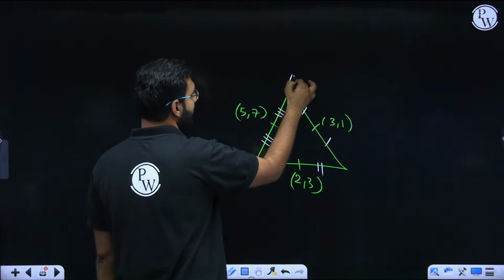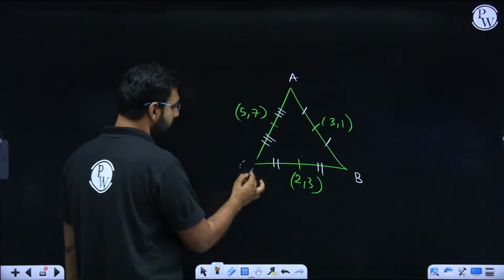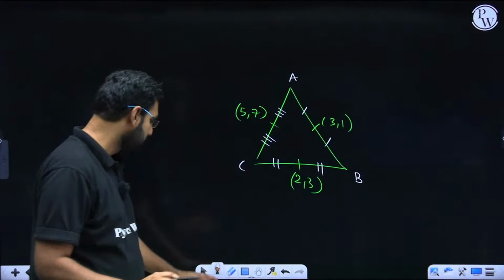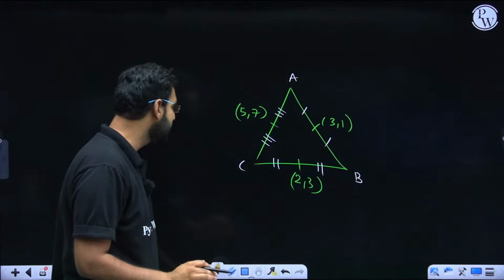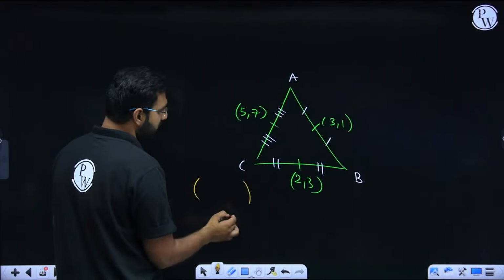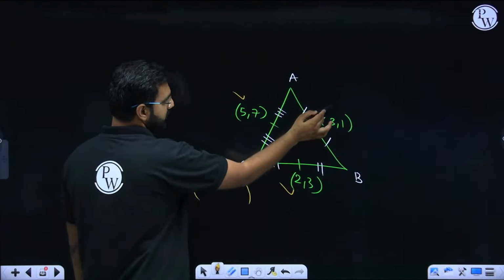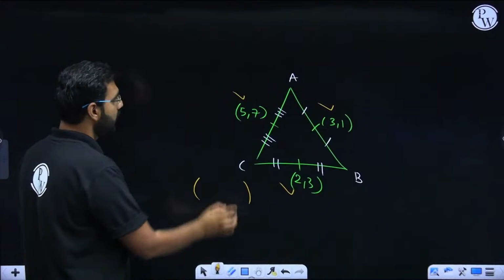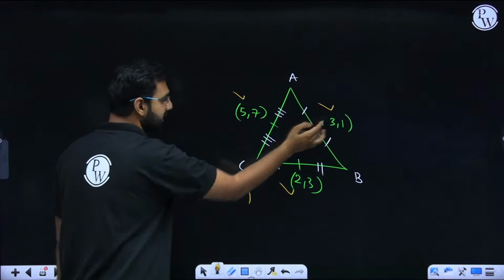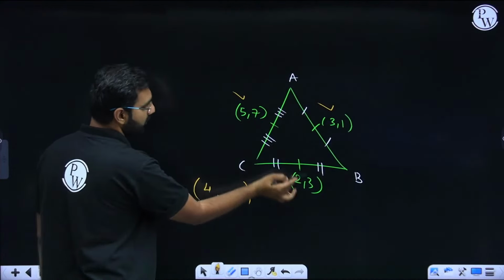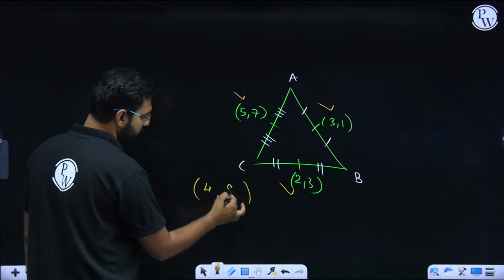And let's say if I want to talk about these points, the idea is really simple. Don't use much logic here. What you do is, to get coordinates of C, add this and this and then subtract this. What does it mean? 5 plus 2, 7. 7 minus 3 is 4, so this will be 4. 7 plus 3 is 10. 10 minus 1 is 9, so this will be (4, 9).